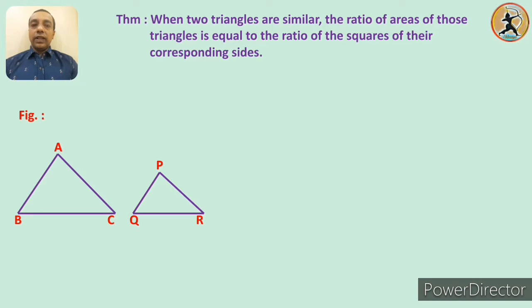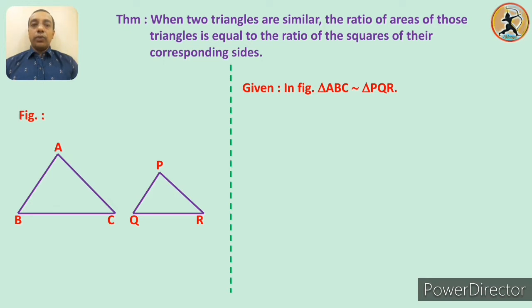So what is in the figure here? There are two triangles, triangle ABC and triangle PQR, and what is the relation between them? Those two triangles are similar. So the given will be: in the figure, triangle ABC is similar to triangle PQR. Now we have to write down the to prove.